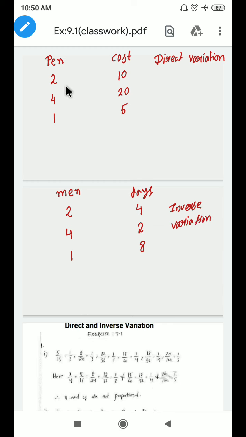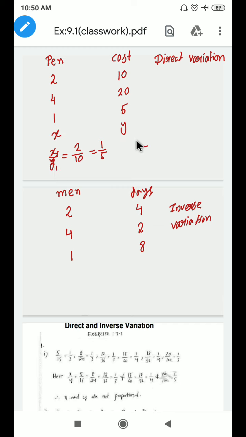So how do we know whether a variation is inverse variation or direct variation? Look here. Suppose the number of pens is taken as x and the cost is taken as y. If I find the ratio x by y, here the first one is x1 by y1, that is 2 by 10. If we calculate it, we will get 1 by 5. This is x1 by y1, the first one.